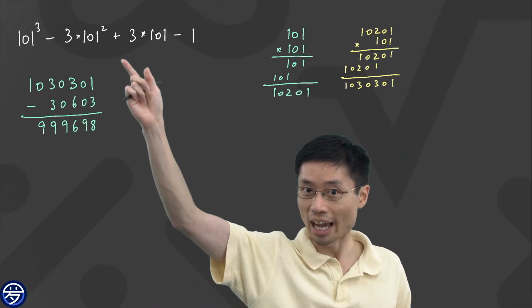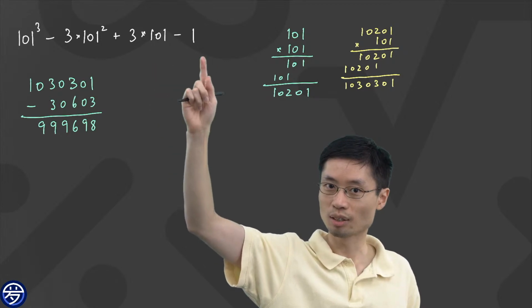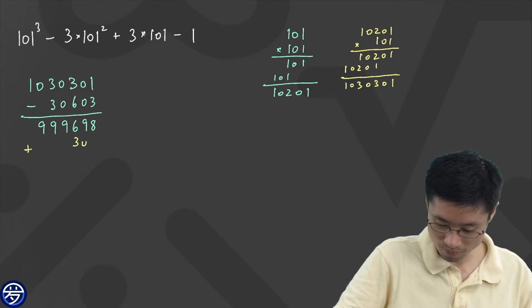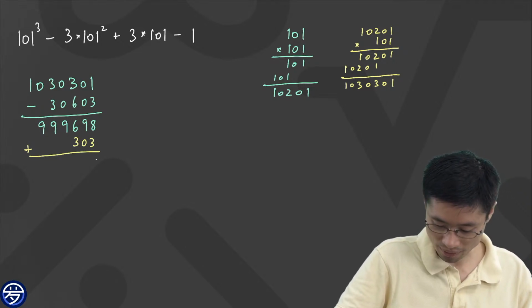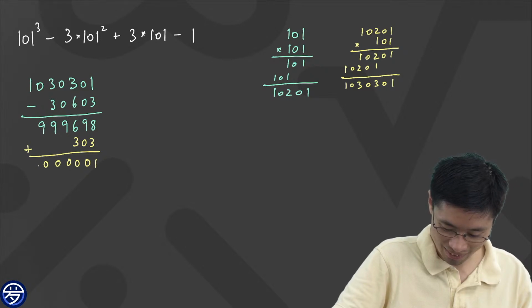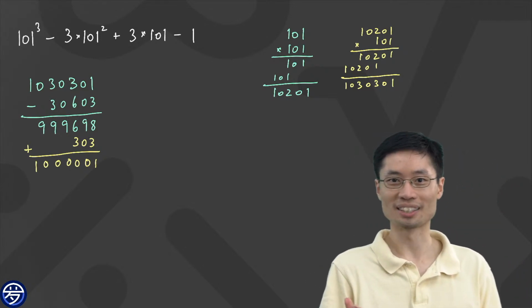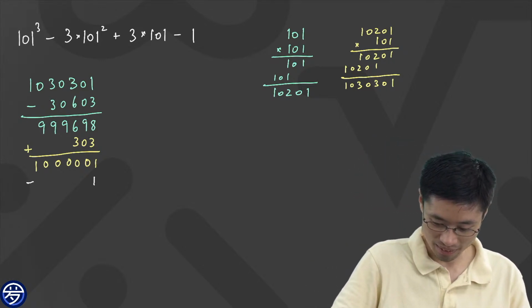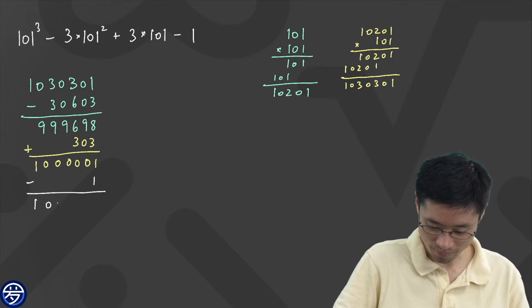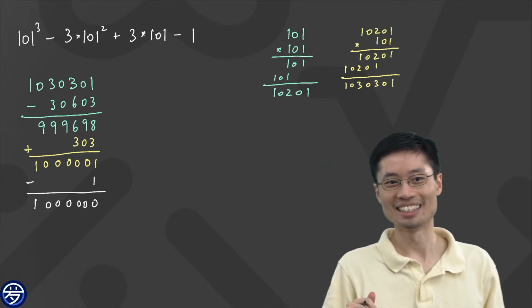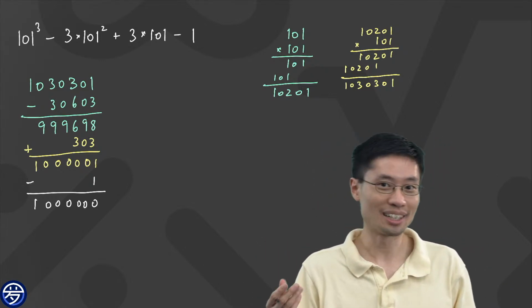And now I need to add 303 and then minus 1. So let's add 303. 8 and 3 is 11. Okay. Ooh, carrying. Oh my gosh. Look at that. And now I'm minus 1. So when I do that, if I minus 1, the answer to the whole problem is 1,000,000. How could that be? Okay. So if it's 1,000,000, there's got to be a better way.